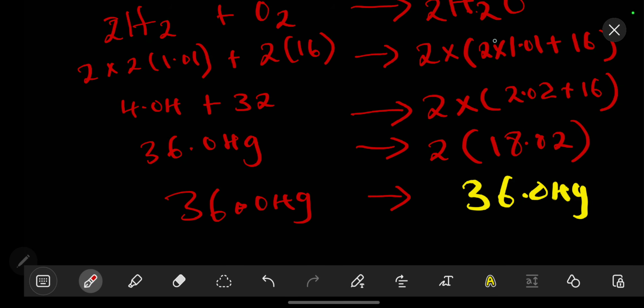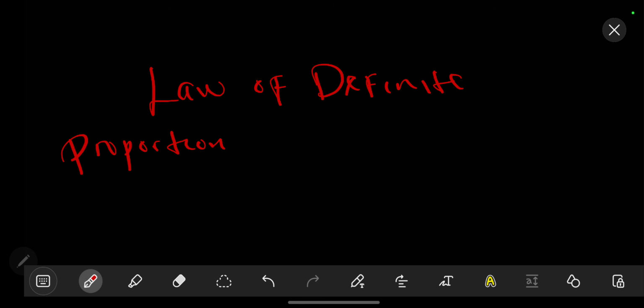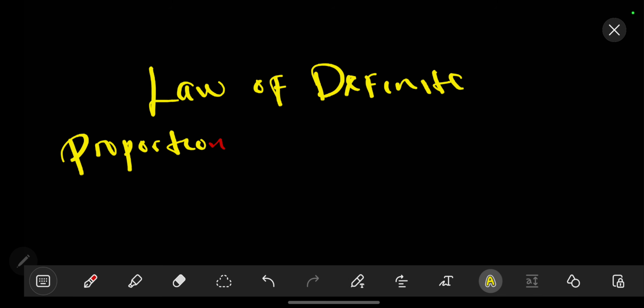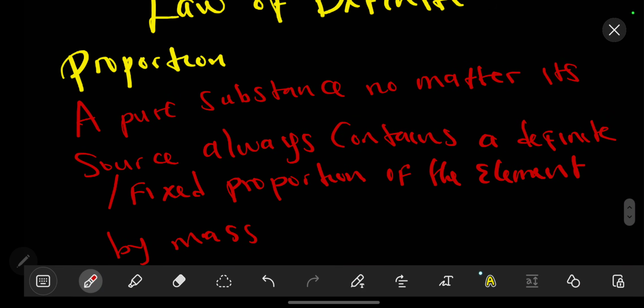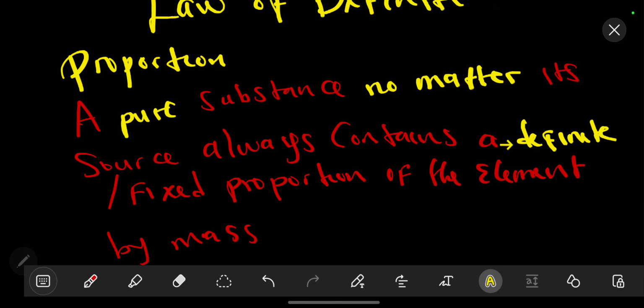Let's look at our next law. The law of definite proportion, on the other hand, talks about how a certain compound has a fixed proportion by mass. It states that a pure substance, no matter its source, always has a fixed or definite proportion by mass. So it has to be a pure substance, and no matter its source, it always contains a definite or fixed proportion of the elements by mass.